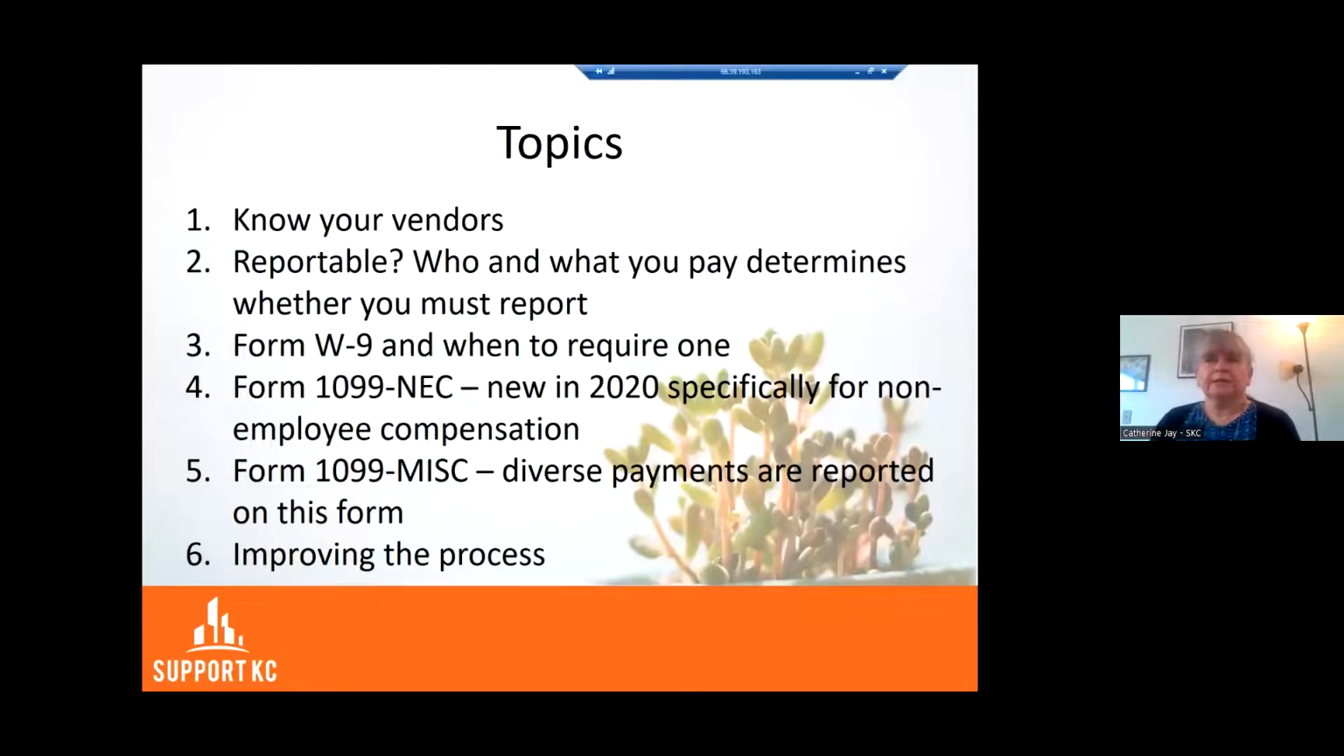And the topics to cover are knowing your vendors, what payments are reportable, your Form W-9, Form 1099-NEC, the Form 1099-MISC, and how can we improve the process that we go through at year end for 1099s.